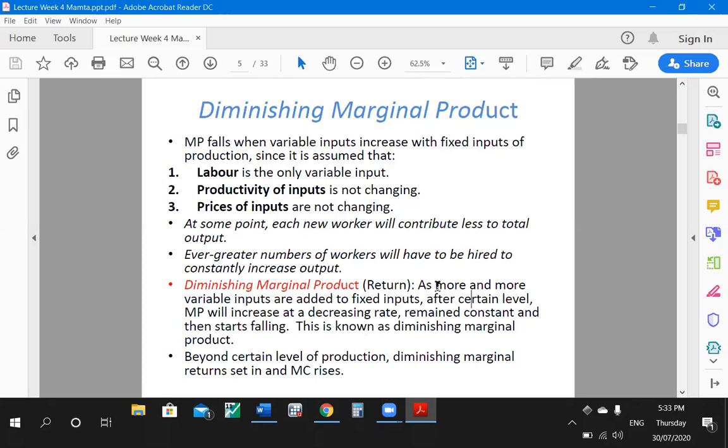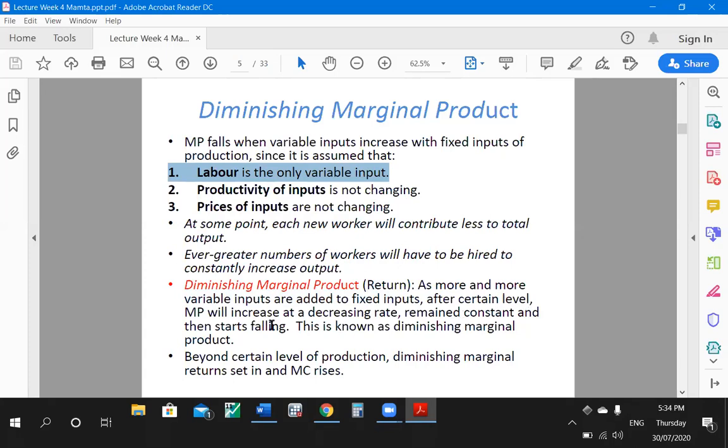As more and more variable inputs are added to fixed inputs, you see that? Variable inputs means your labor, which I'm changing. Variable means you're changing these inputs. Fixed input means other things remaining fixed. Labor is the variable input here, and things like productivity of inputs and prices of inputs are fixed. Also, your premises are fixed. Your capital is fixed. It's not increasing. That's how this problem comes up.